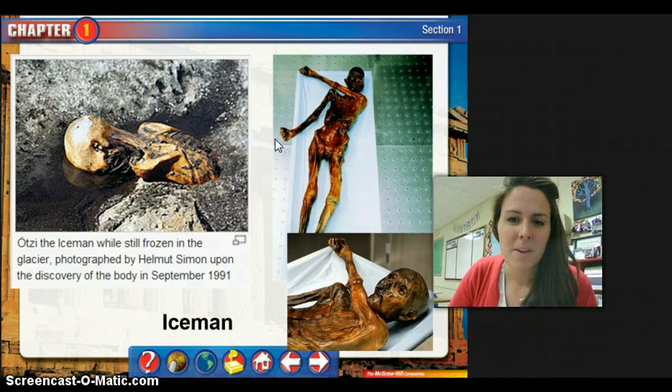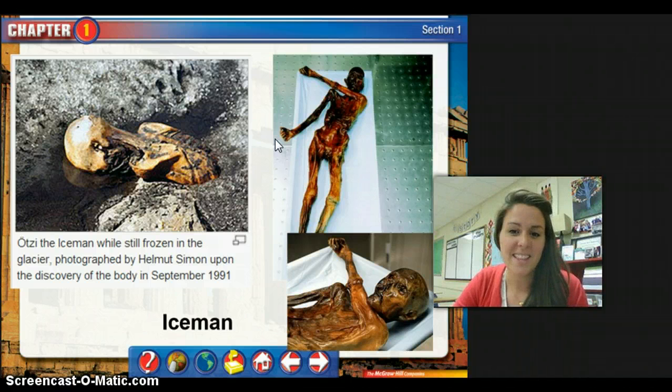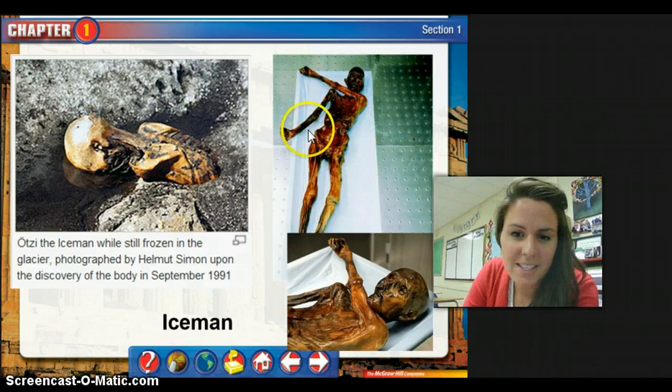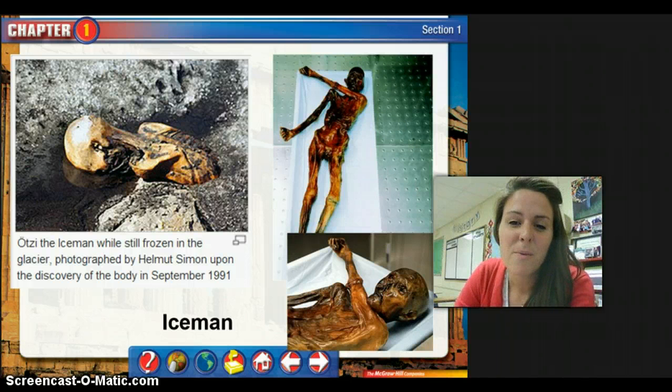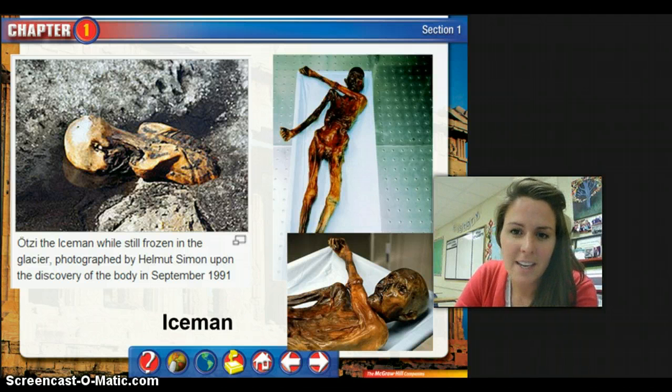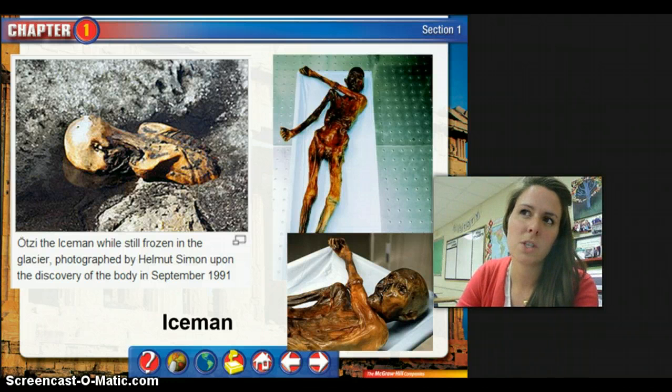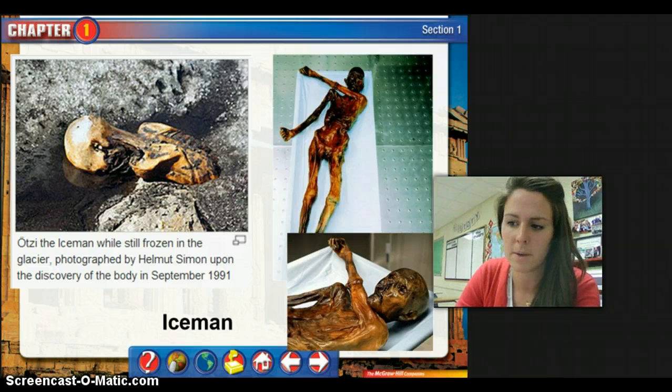Now, the Iceman, what's so interesting about this guy that you see laying on this table, is he is almost 5,300 years old. He was discovered in the 90s by two hikers that were going through the Swiss Alps, which are located in Switzerland and in Austria. This guy was found in Austria.